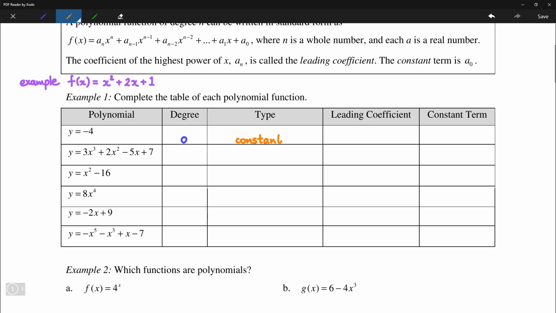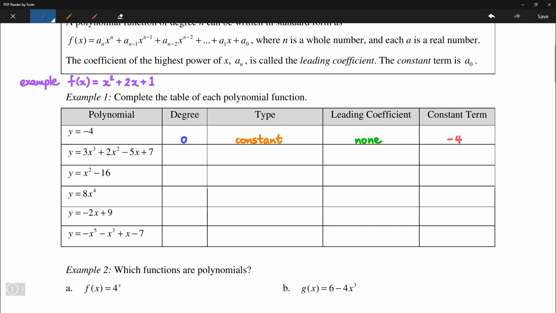Now, in order for a leading coefficient to be a leading coefficient, it has to be in front of a power of x. So in this case, y equals -4 does not have a leading coefficient. So it's very important to note that. And the last piece is the constant term. In this case, of course, it is -4.